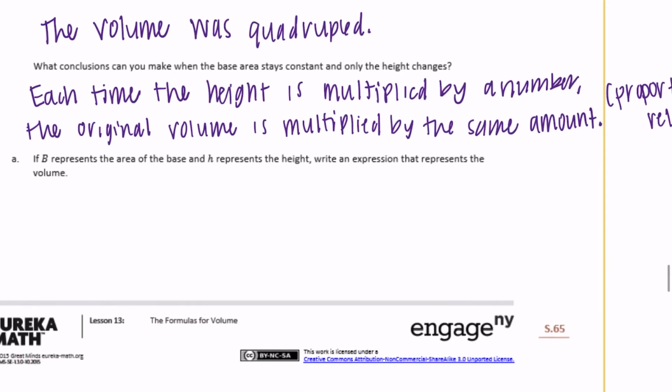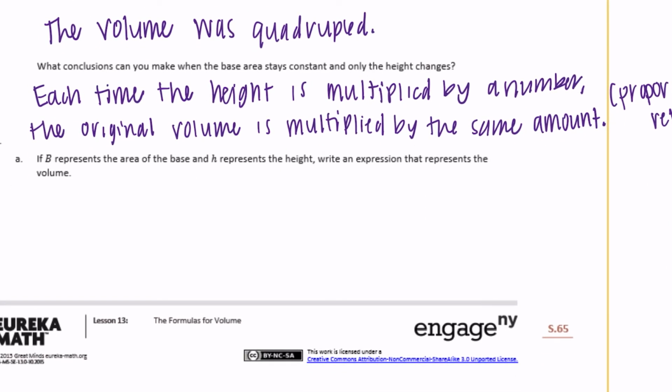Meaning when you do one thing to the height, it's going to do the same thing to the volume. Number 2, if B represents the area of the base and H represents the height, write an expression that represents the volume. So we would do B, the area of the base, times the height, BH.